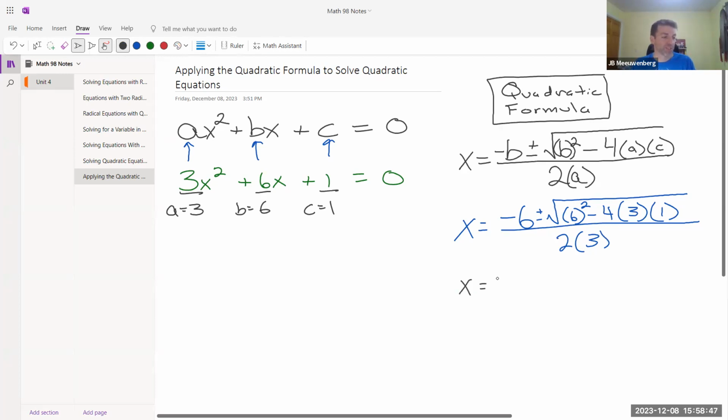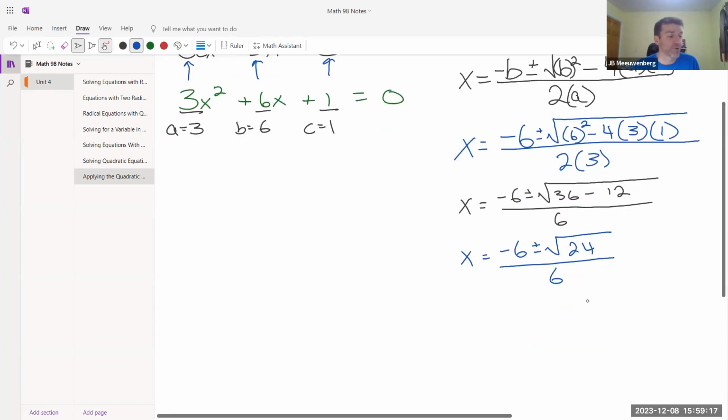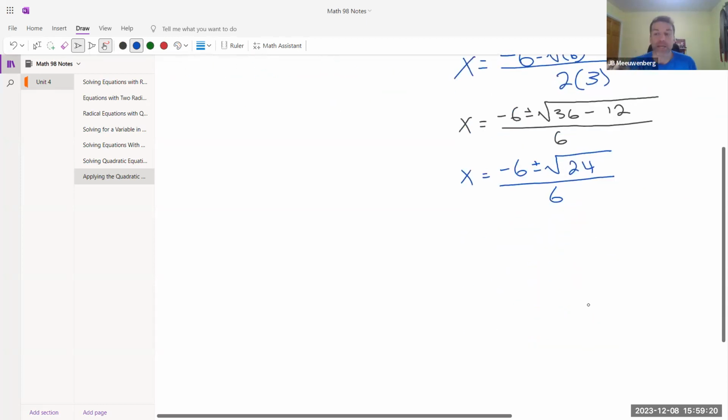So we're going to do x equals negative 6 plus or minus. Inside this radical, there's always a lot of work to do. 6 squared is 36 minus 4 times 3 times 1, which is 12, all over 2 times 3, which is 6. Let's keep going. x equals negative 6 plus or minus the square root of 36 minus 12, which is 24, and it's all over 6 again. Now, depending on the program that you are working in, this may be enough, and it really depends on what the question asks for.